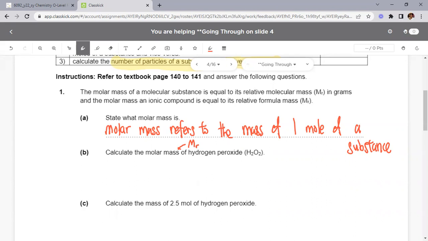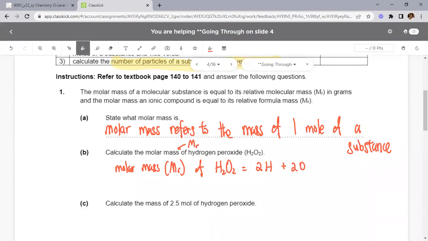So how to find the MR of hydrogen peroxide? How to find the molar mass? Let me show you an example. The molar mass, which is the MR of H2O2. How to go about finding it? It's the same as finding MR. So ask yourself first, how many atoms of each of the elements do you have? In H2O2, you know that there are 2 hydrogen and 2 oxygen.